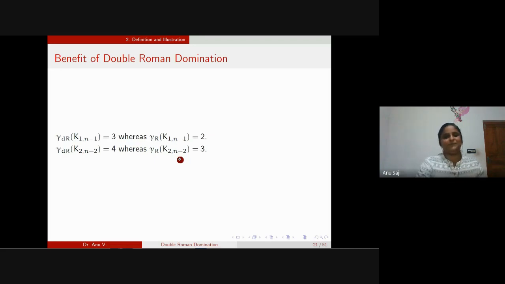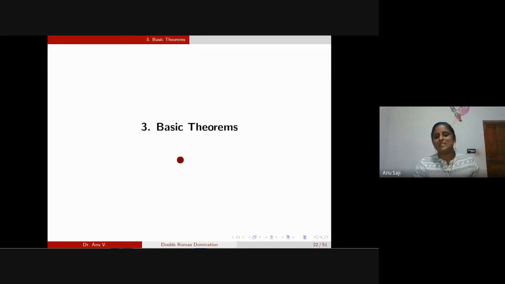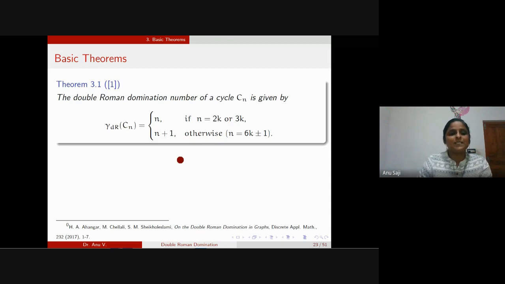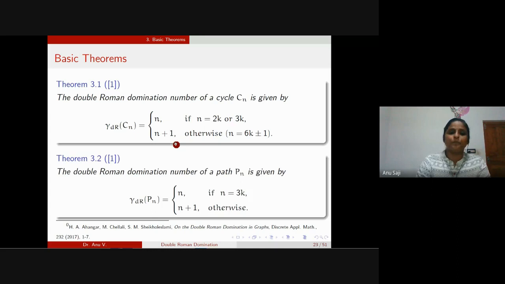Okay. Now we can discuss some basic theorems in double Raman domination. We have already discussed that the double Raman domination number of a cycle is n if n is a multiple of 2 or 3 and n plus 1 otherwise. And the double Raman domination number of a path will be n if n is a multiple of 3 and n plus 1 otherwise.